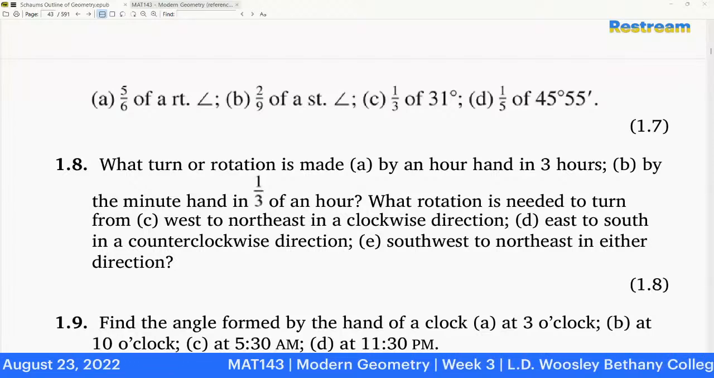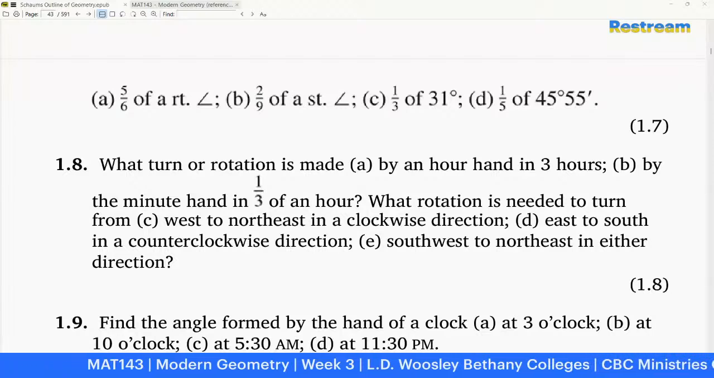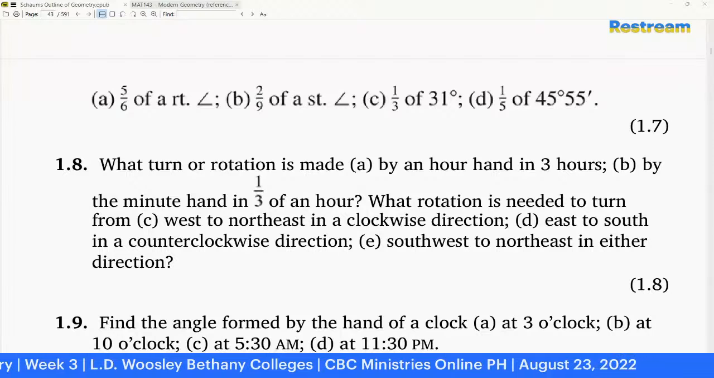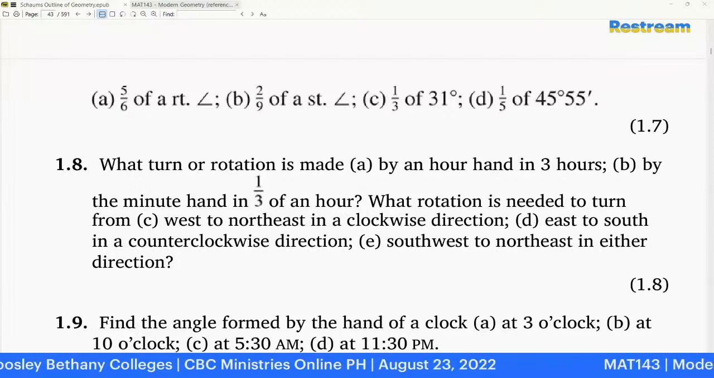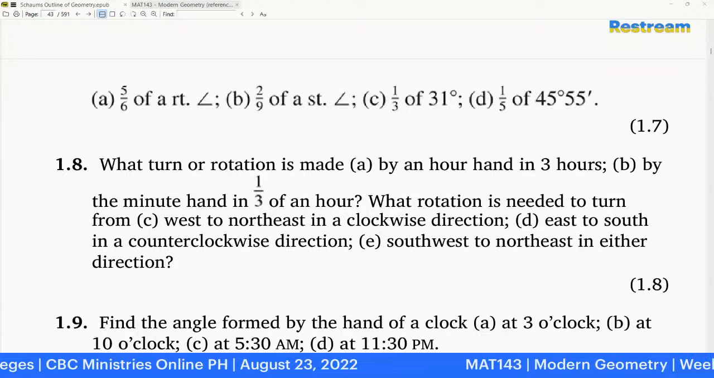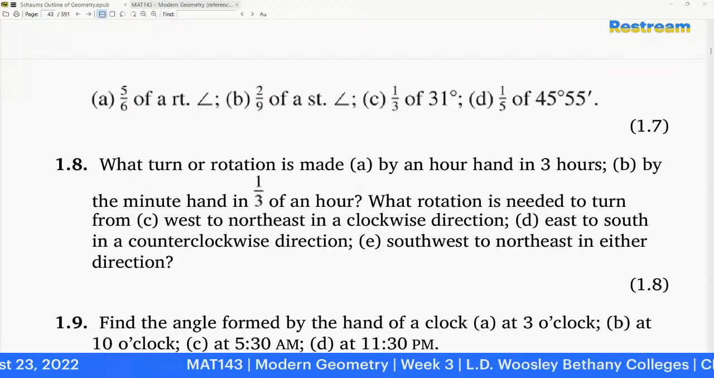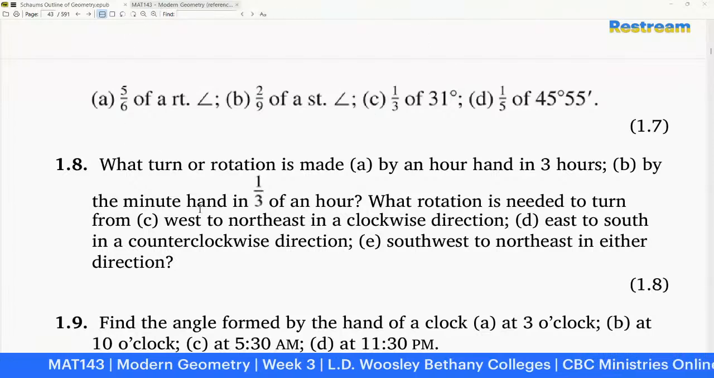So, meron tayong one top chat, ha? Okay, sige. So, anong sagot doon? So, it's 120, no? Tama? 1/3 of an hour hand from the rotation needed to turn. What rotation is needed to turn from west to northeast?